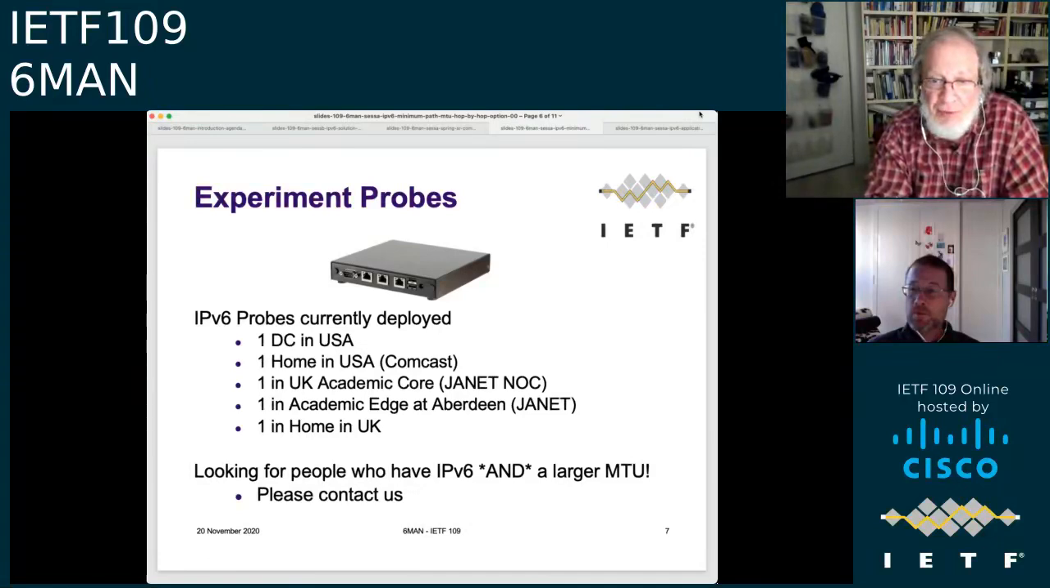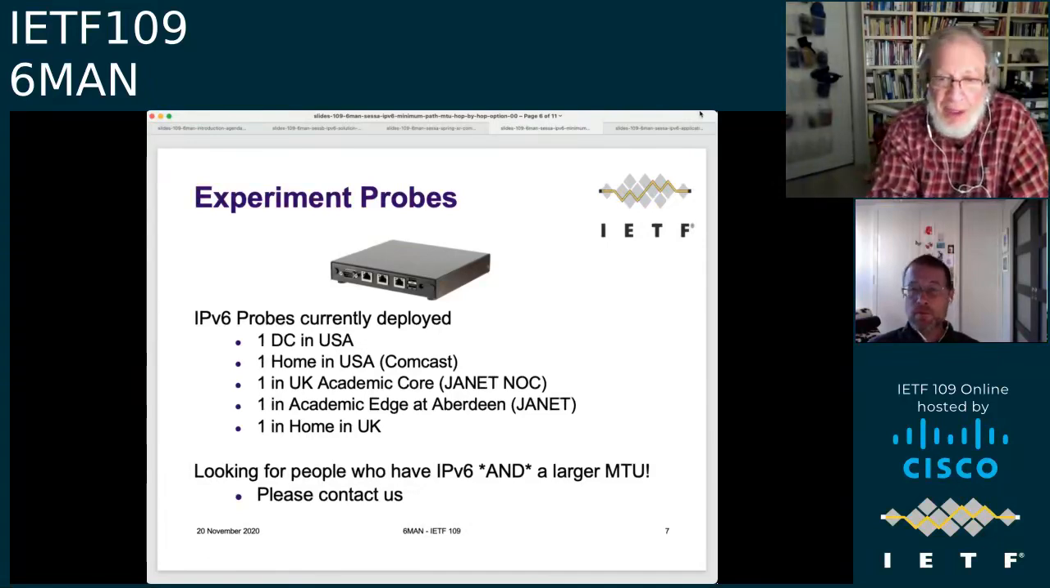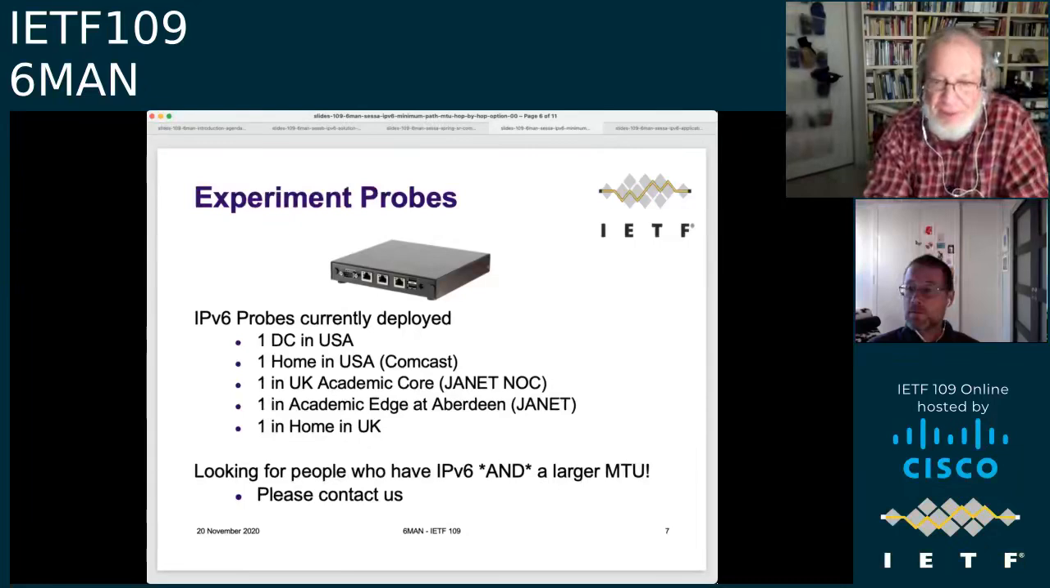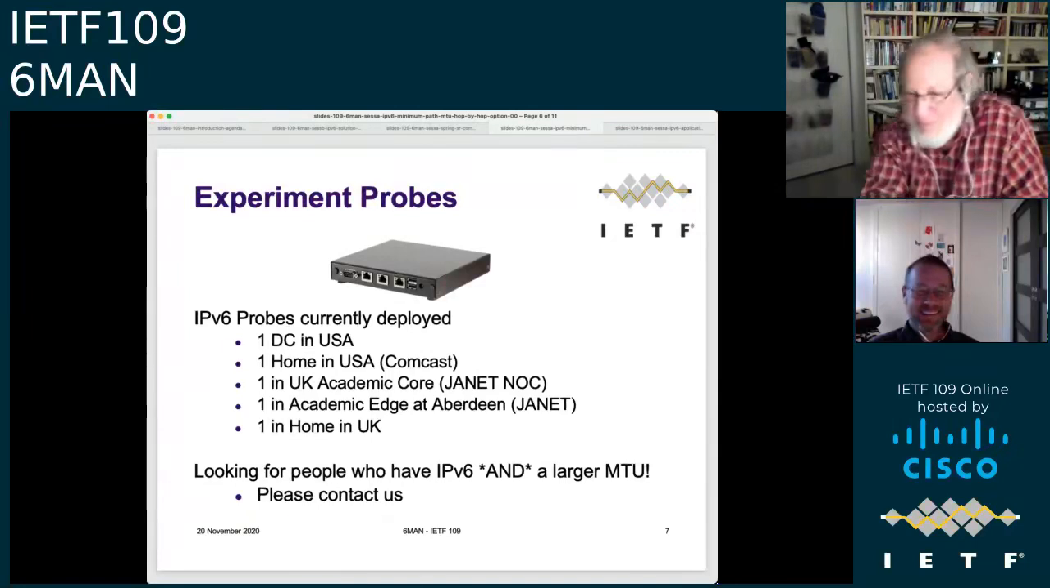Because we found out that the probe that I have at my house is fairly limited in MTU. Limited MTU and also in other ways. If we carry on, Bob. Next slide.